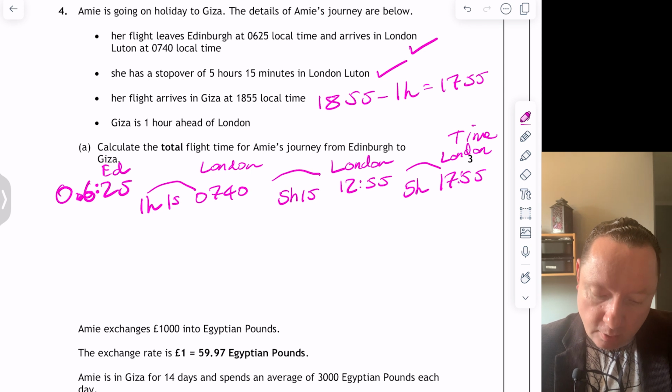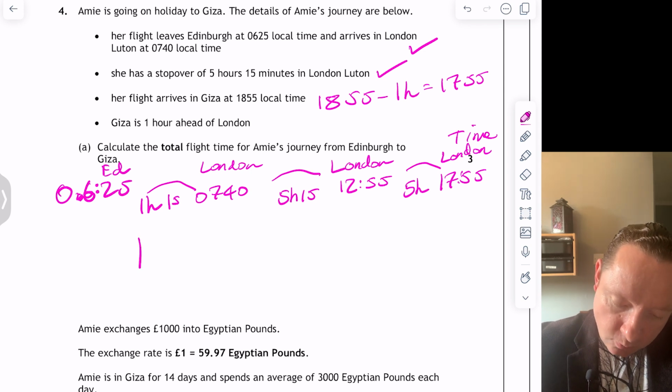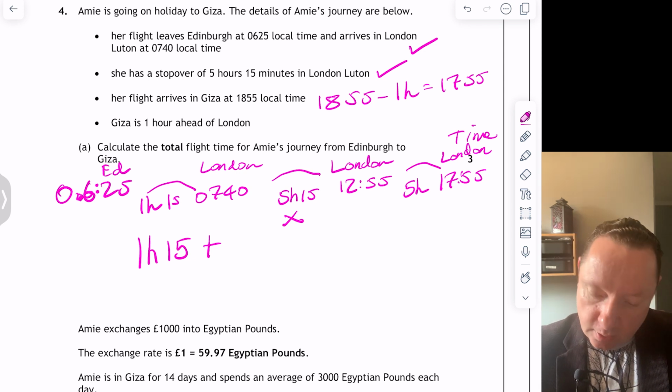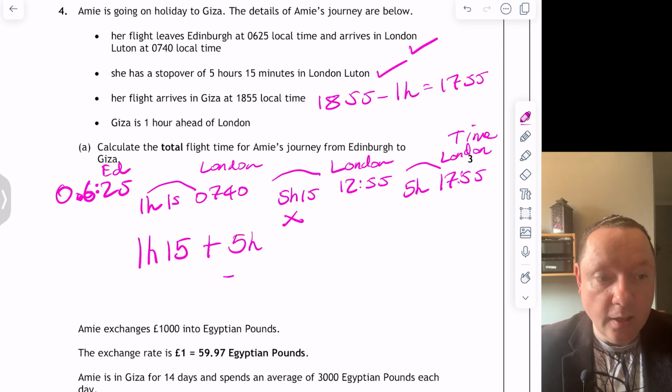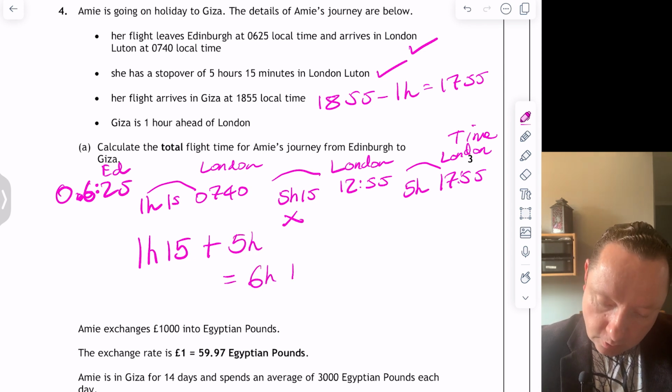And it says calculate total flight time. So I need the flight times, 1 hour 15, plus 5 hours. The stopover isn't a flight time, I was just hanging about in London. So that equals 6 hours 15. And we're done there.